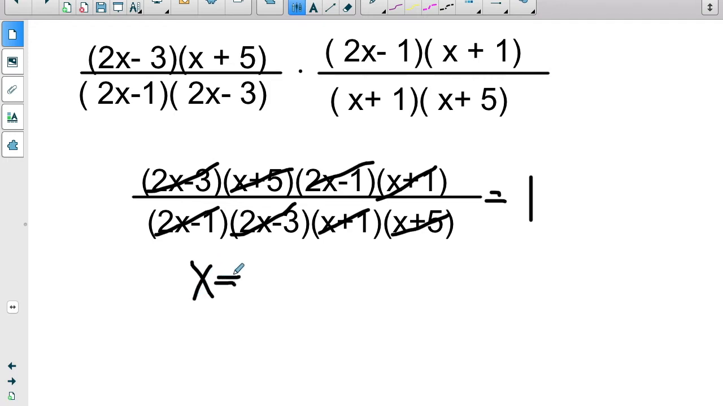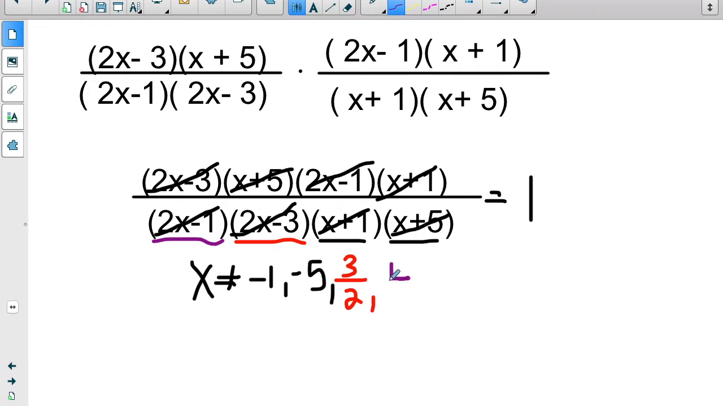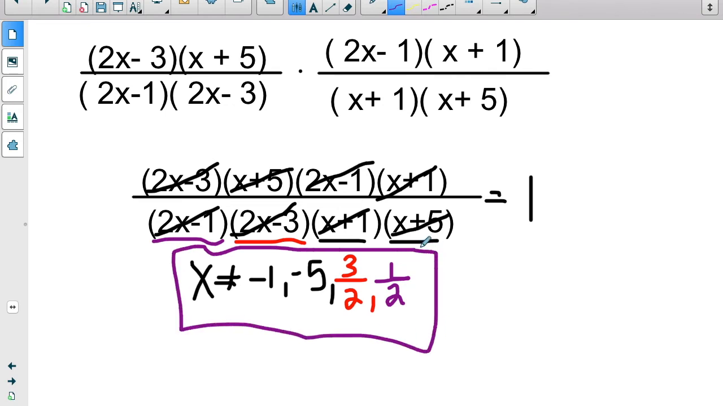Now we can look at the restrictions here. It would just be setting each one of these equal to 0 and solving. If we did that, we would get negative 1 from our x plus 1. We would get negative 5 from the x plus 5. Now the 2x minus 3, if we plug that in and solved, we would get 3 halves. And if we did it with the 2x minus 1, we would get 1 half. So these here would be our restrictions, and our solution is 1.